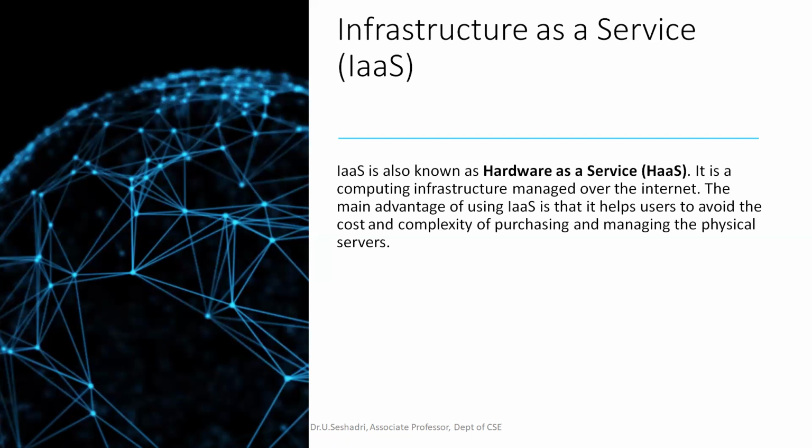Whichever cloud platform you use, you may use AWS, Azure, or Google Cloud. That's why this infrastructure as a service is also known as hardware as a service. The main advantage is the cost and complexity of purchasing and managing your physical servers. You are not purchasing the servers, you are using the servers. Based on that usage, you have to pay the amount. That's why this is also called hardware as a service.